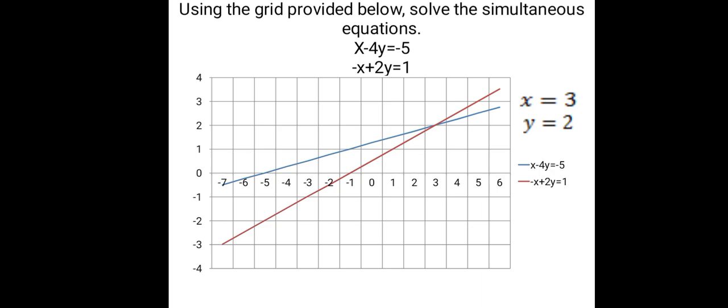The line of x minus 4y is equals to negative 5 is the blue line, and the negative x plus 2y is equals to 1 is the red line. You can see they meet at a point where x is 3 and y is 2. So that equation has been solved. The value of x is 3, the value of y is 2.